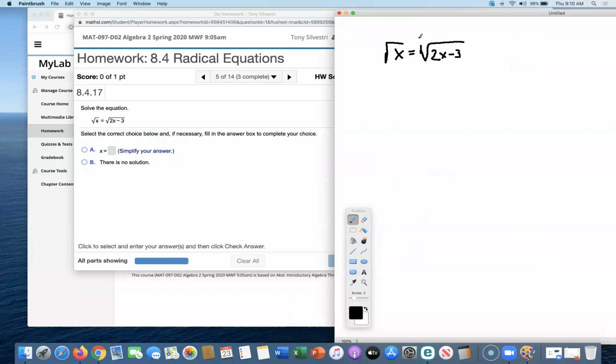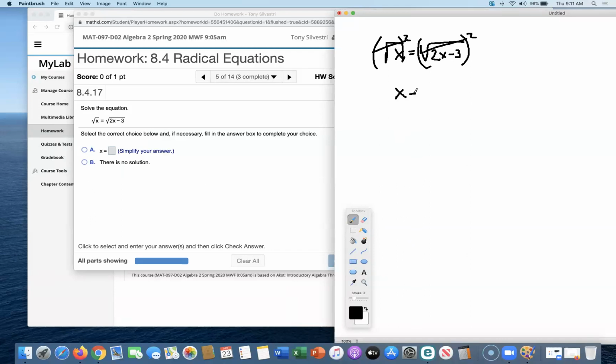So I want to get rid of this square root right over here because it looks bad. I'm going to square that. But whatever you do on one side, you're going to do on the other. And so guess what? Both square roots go away.